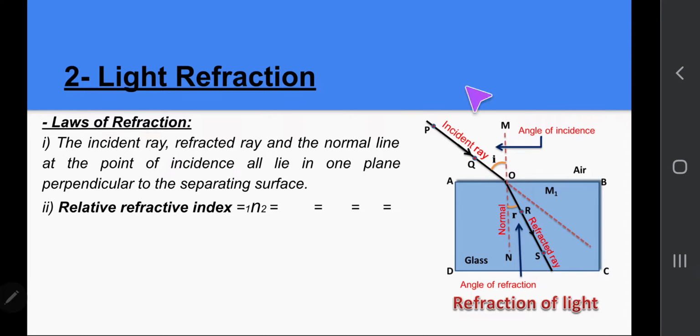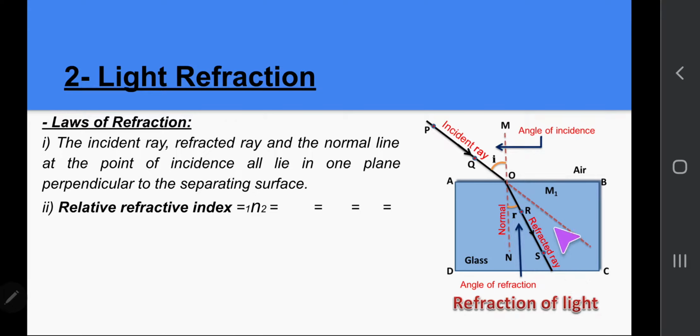The second property, light refraction. Light refraction occurs when the light passes through two different media. For example, an incident light ray comes from air and enters the glass. It changes the medium from air to glass, so the light ray changes its direction. Light falling on the glass is called the incident ray, and the ray that changes its direction is called the refracted ray.